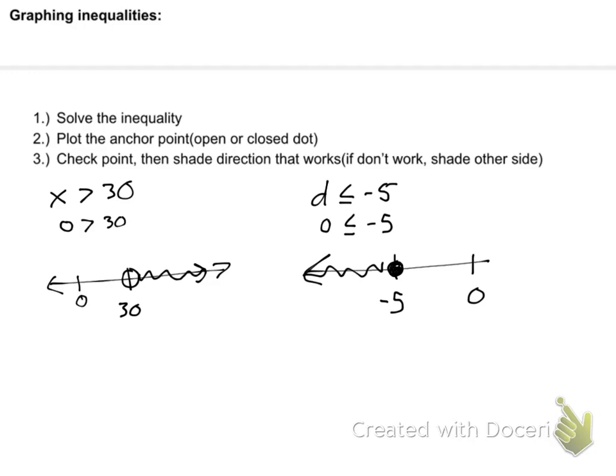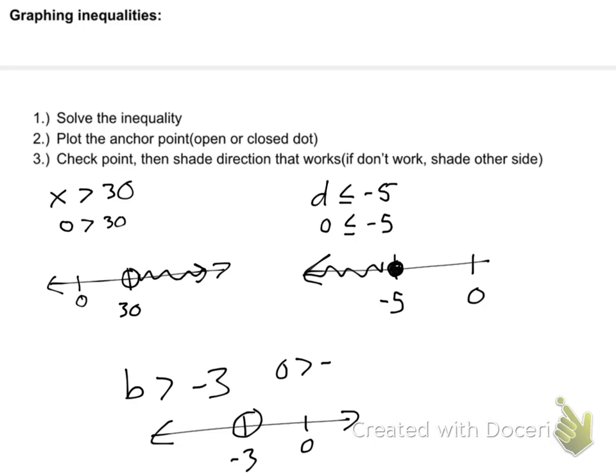Let's do a problem that does work. B is greater than negative 3. Anchor point? Negative 3. Open or closed? Open, because it's not equal to. 0 is here. Is 0 greater than negative 3? Yes, so I shade the side that works.